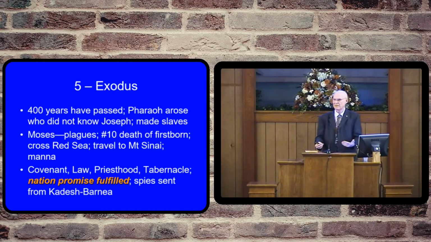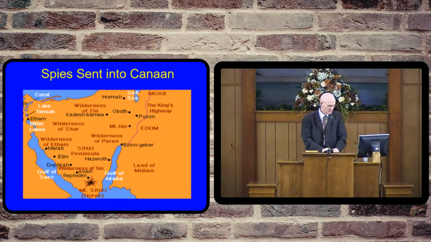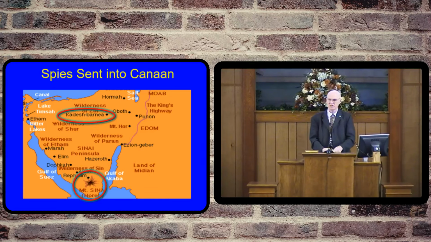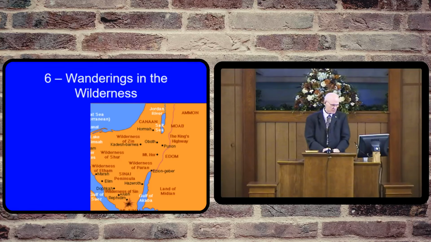After a period of time there, when all this was completed, they moved from Mount Sinai up to Kadesh Barnea, where the 12 spies were sent out to look at the land of Canaan before they went in. So they left Sinai here and went up to Kadesh Barnea on the southern end of the land of Canaan. They sent the spies out.